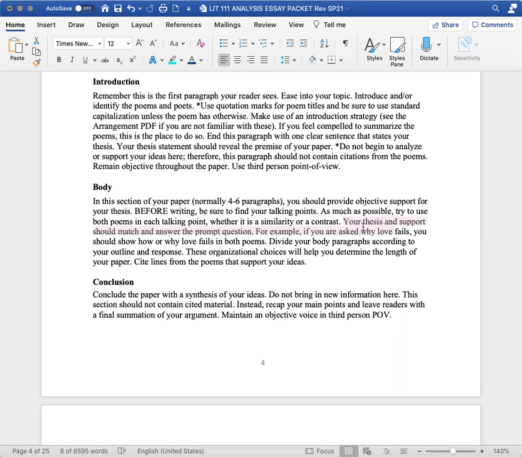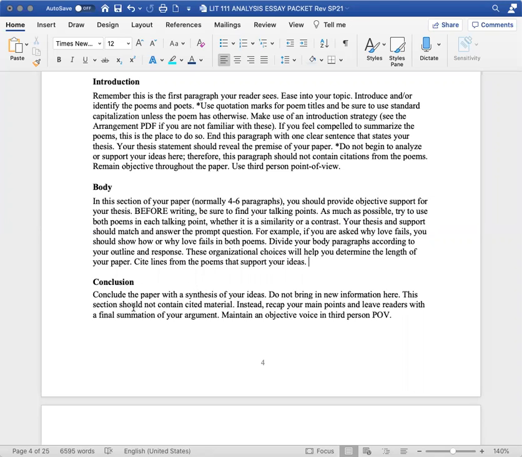Your thesis and support should match the prompt question. For example, if you're asked why love fails, you should show how or why love fails in both poems. Divide your body paragraphs according to the outline that you made and your response. These choices that you make ahead of time can help you determine the length, like we mentioned before, if it's going to be a 4 or 5 page paper. And in the body paragraphs is where you're going to cite or paraphrase lines from the poem that support these ideas. So show us where the evidence is.